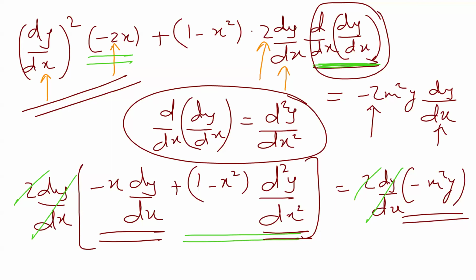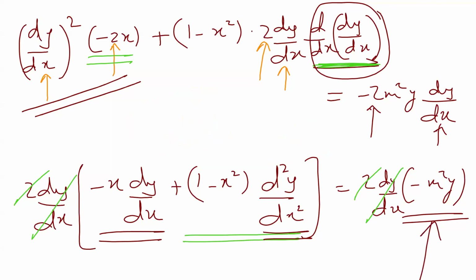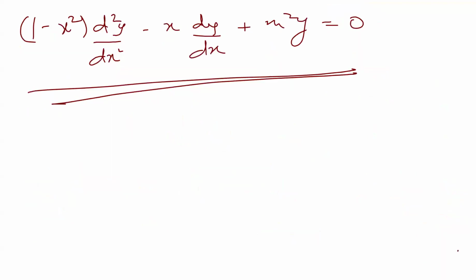Okay, fine. And at the same time, I have taken 2 dy by dx common from both the terms in the left hand side, and then I cancelled out both the terms. Fine. And then I've shifted this term, which is on the right hand side, to the left hand side. And that's how I get my final statement over here. Okay. So I'll start with the next problem right now.